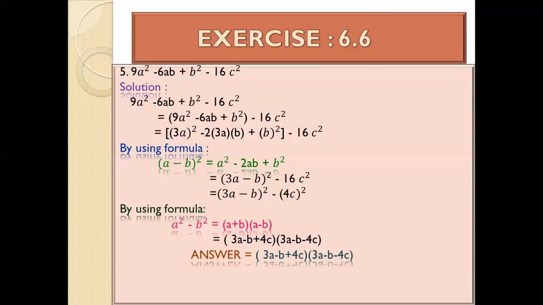Either there is a positive sign, then you apply a plus b; if there is a negative sign, then a minus b. After converting the first three terms in the form of a whole square, we apply the formula of a square minus b square. You know that a square minus b square is equal to a plus b into a minus b. So according to your question, you choose which term is a and which term is b. You insert the values in a plus b and a minus b, and you get your required answer.